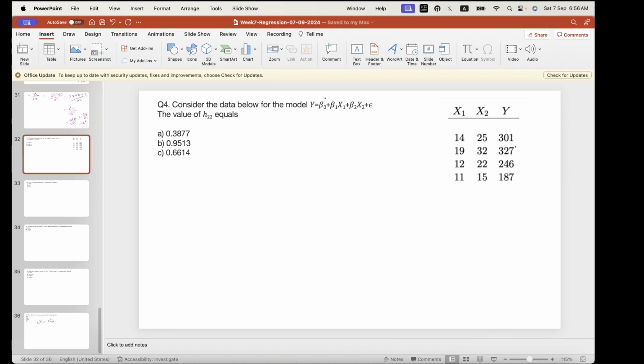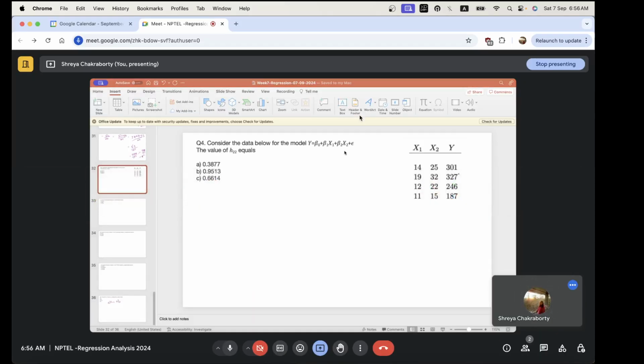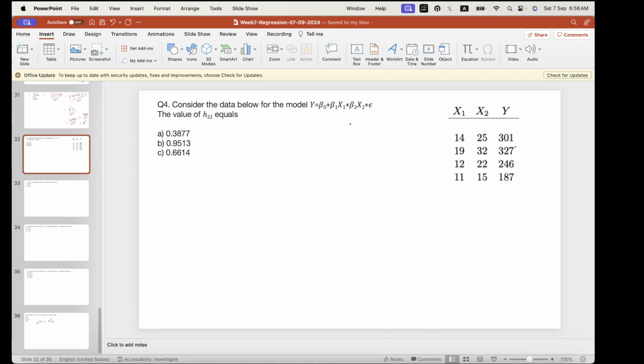So moving on, let's find out. Let's consider the data below for the model. Okay, and what is the value of H22? So X will be how much?